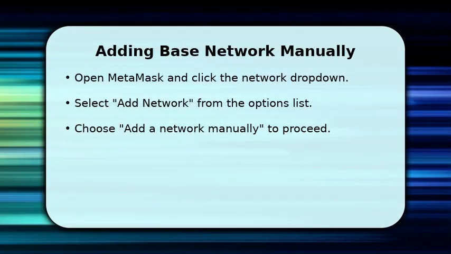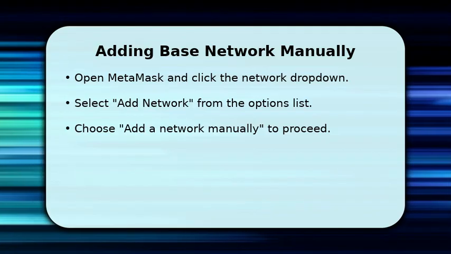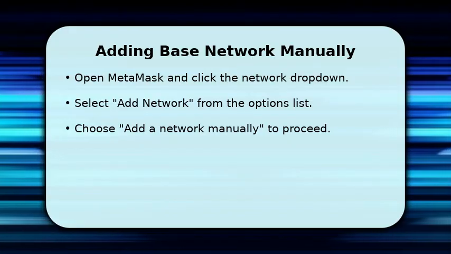Now, let's add the Base network. Open your MetaMask extension and click the network selector at the top. From the drop-down menu, choose Add Network. This will open a new tab. At the bottom of the network list, you'll find the option to add a network manually. Click this to input the Base network details.